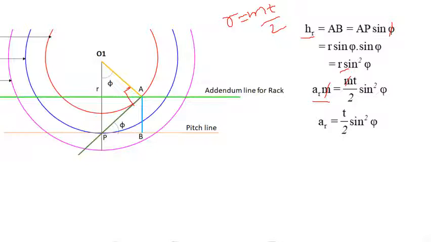So these are the remaining terms. So I want the minimum number of teeth for pinion on rack. Therefore T minimum is equal to 2 times AR divided by sine square phi. So this is the minimum number of teeth which are required to avoid the interference.